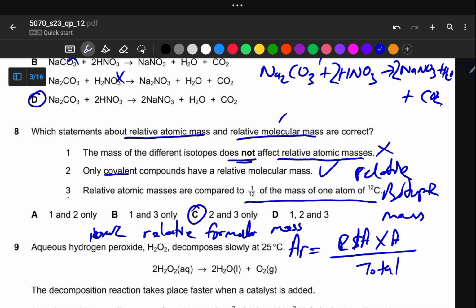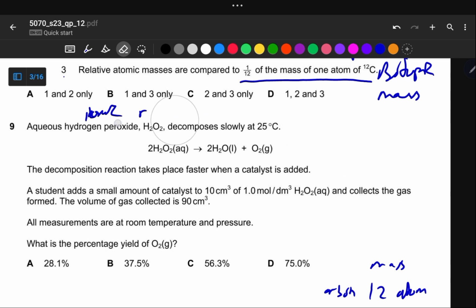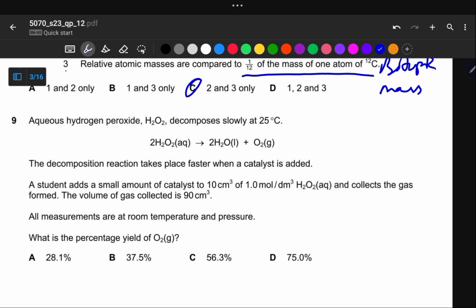So we are now moving on to number 9. Let me clear the question so that we can proceed. So the answer was C. Number 9 says aqueous hydrogen peroxide decomposes slowly at 25 degrees Celsius, and then we have this equation for the decomposition of hydrogen peroxide. The decomposition takes place faster when a catalyst is added.